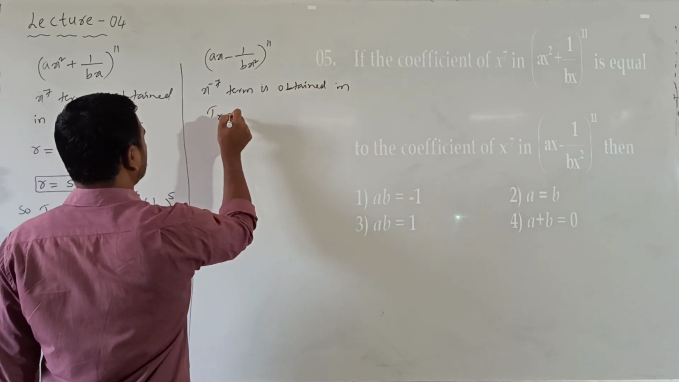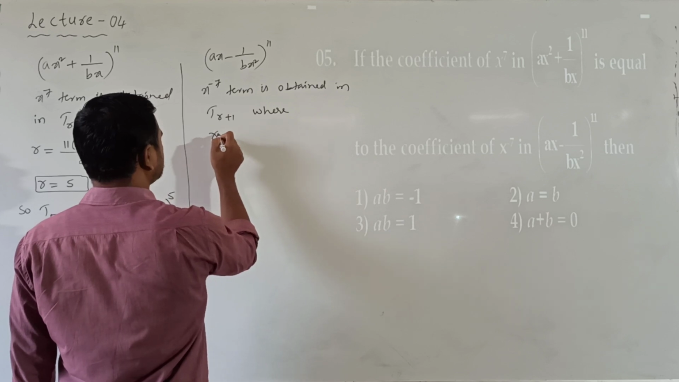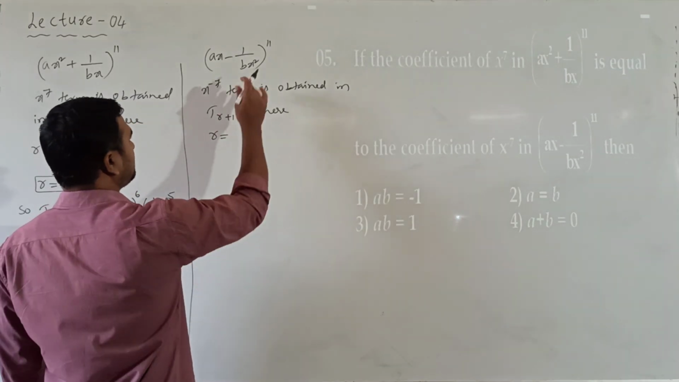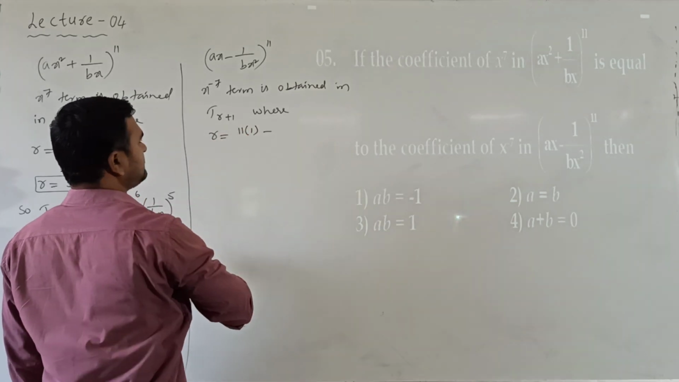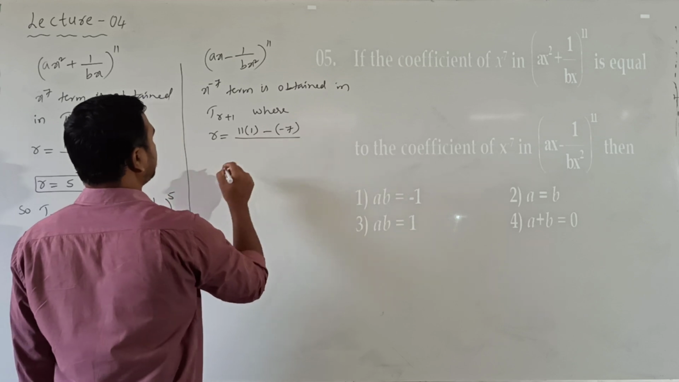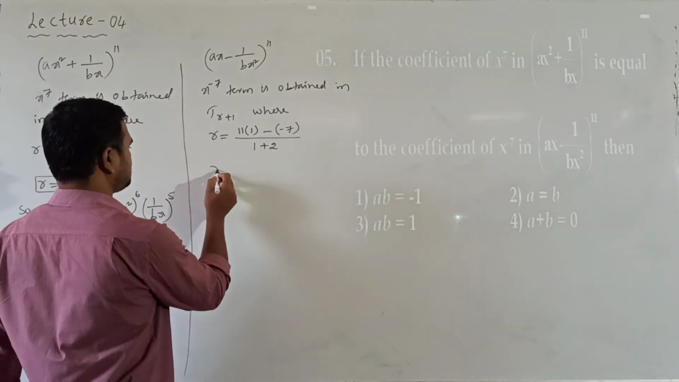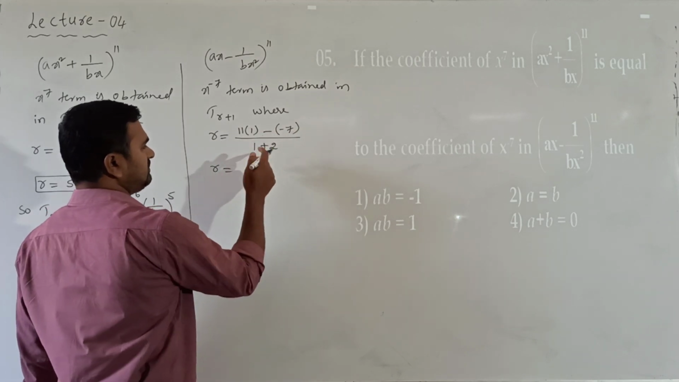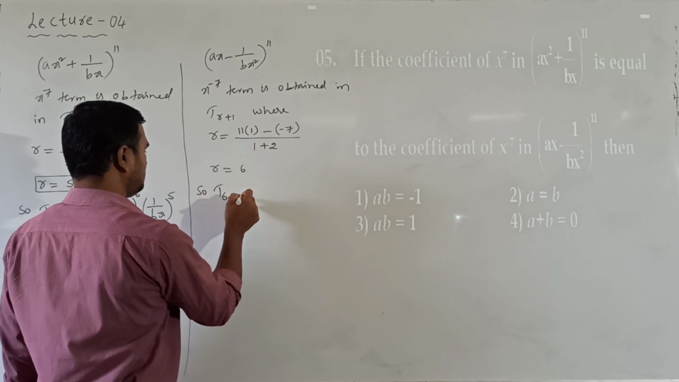in t r plus 1, where r is, what is r here? n into p minus m, 11 into 1 minus m, m is minus 7, divided by p plus q, 1 plus 2. So r is 18 by 3, 6. So that is the required term, t 6 plus 1.